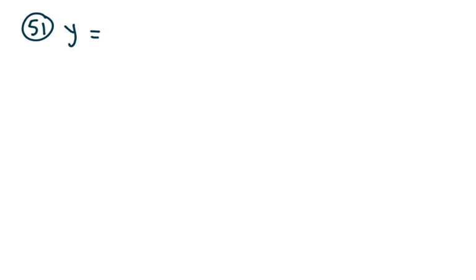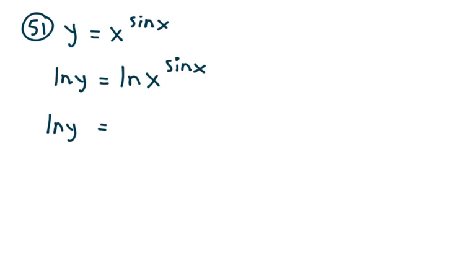suppose y equals x to the sine x. And we're going to take the natural log of both sides. So natural log of y is the same as natural log of x to the sine x. Now I need to move the sine x out in front of the natural log. So natural log of y is sine x times natural log of x. And now I'm perfectly set up for taking the derivative.